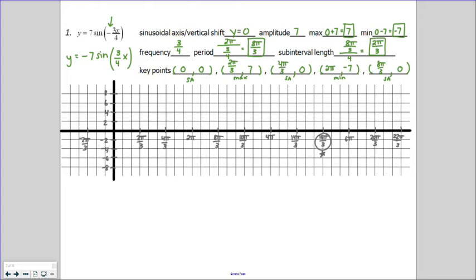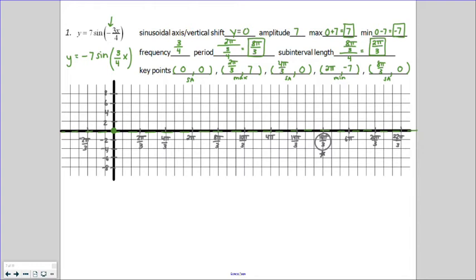I'm going to start on the y-axis at 0 degrees. At 0 degrees, sine is on the sinusoidal axis. So sinusoidal axis in this case is the x-axis. When it's the x-axis, it's kind of hard to see if we drop a dotted line, but I'm going to put that in to represent the sinusoidal axis. All right, and then every subinterval length, we're going to follow the order of key points.